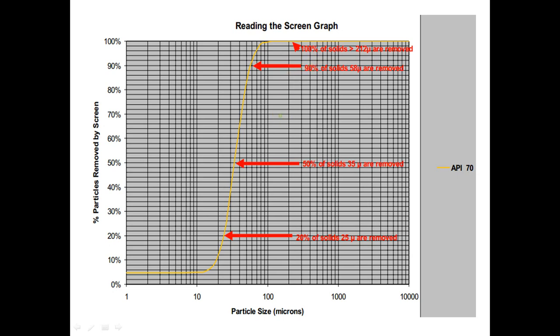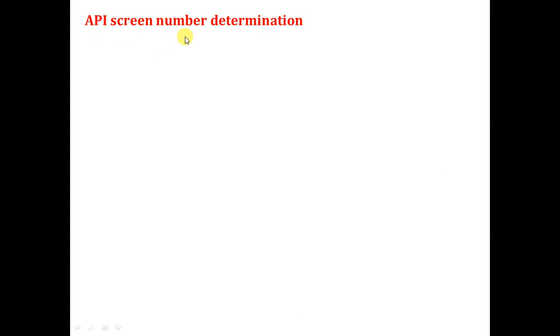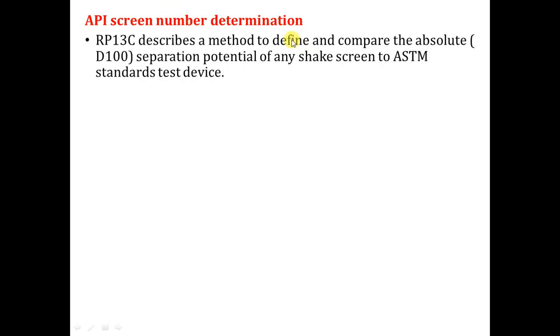Okay, so this is very important: the API screen number determination. How is the API screen number determined? For example, Recommended Practice 13C describes a method to define and compare the absolute D100 separation. Absolute means the D100 separation potential of any shaker screen as per the ASTM standard test device.